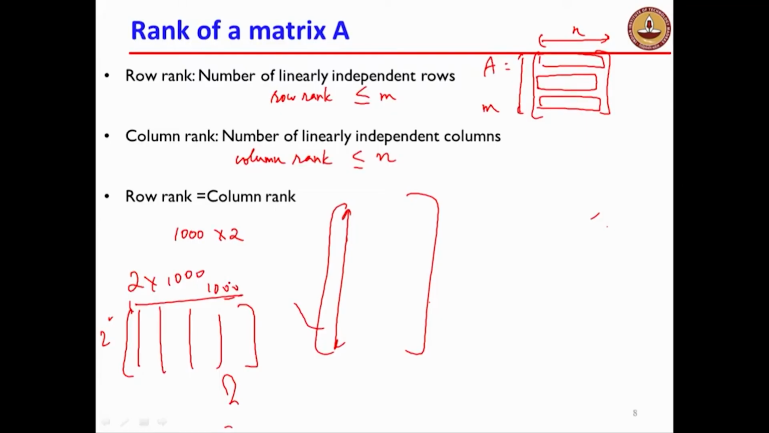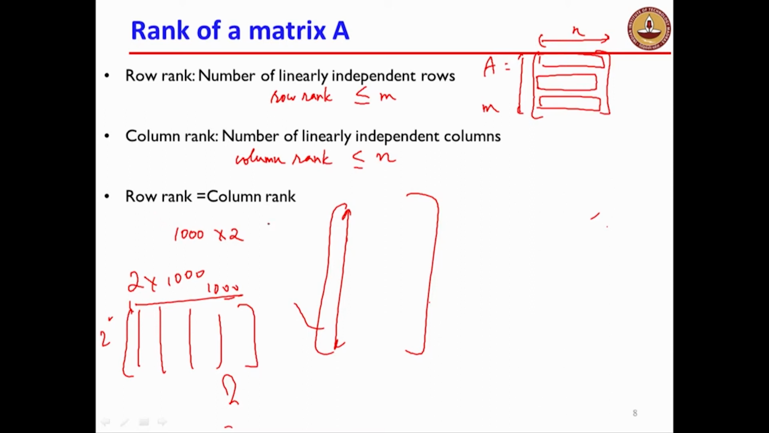So, the rank of a matrix, the surprising fact, as I said, and I can prove it, which you won't do, is that the row rank is equal to the column rank. Which means if I had a 2 by 1000 matrix and the row rank was 1, that also means there is only one linearly independent column.